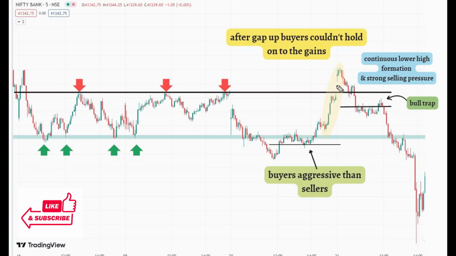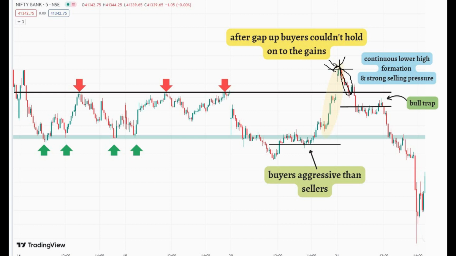See, our expectation was that after opening gap up, prices would take a pullback and continue the upward momentum. This was our expectation, but what did the market do? After opening gap up, continuous rejection of higher prices, indicating that bulls are not much aggressive at this price areas. Strong selling pressure after this weak buying momentum.